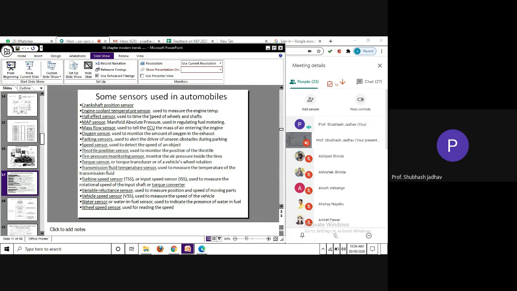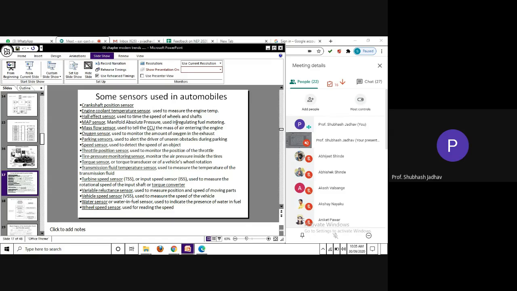Hall effect sensors are used to time the speed of the wheel and the shaft. So these Hall effect sensors are used to detect the speed. For example, you have the crankshaft speed sensor. You want to measure the rotation of the crankshaft now. What is the rotational speed of the wheels now? There you need to put this particular sensor.